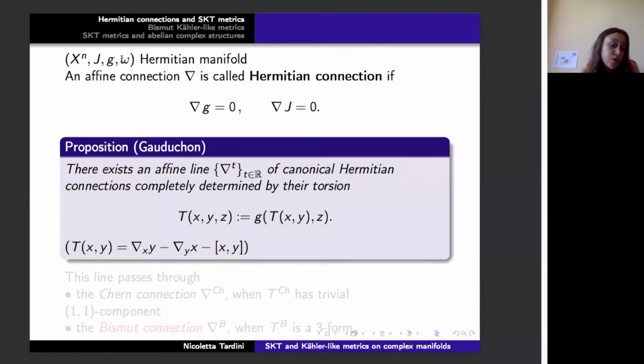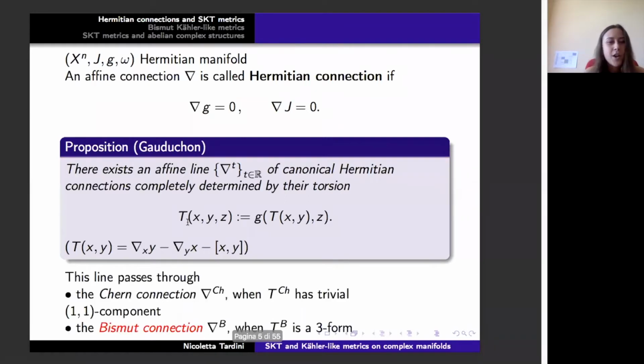And by a result of Gauduchon, we actually know that on a complex manifold, actually, also in the non-integrable case his result is true, but since we are in the integrable case, there exists a line of canonical Hermitian connections that are completely determined by their torsion. So in fact, the torsion really plays an important role for these Hermitian connections. And this line passes through some important connections in complex geometry. In particular, this line of Hermitian connections passes through the Bismut connection, that is the connection I'm interested in this talk.